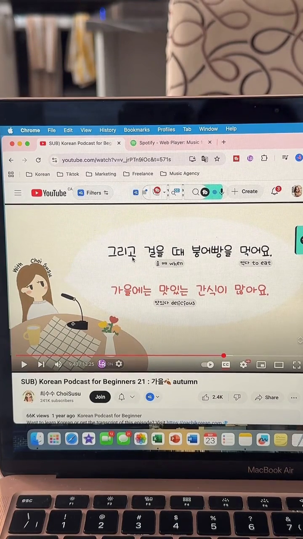Instead of a sentence that is like 20 words long, you can do that as well to cut your sentences in half and then continue with the rest of your idea. So we have 그리고 and we have 걸을. 걸을 is originally a verb. However, in this context, it is put into a word.